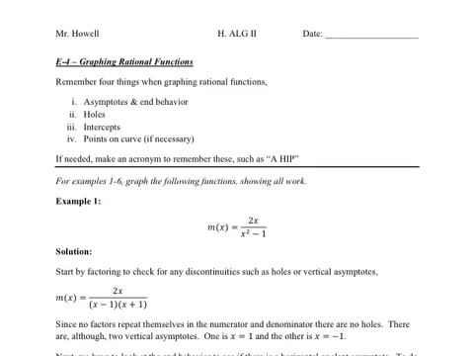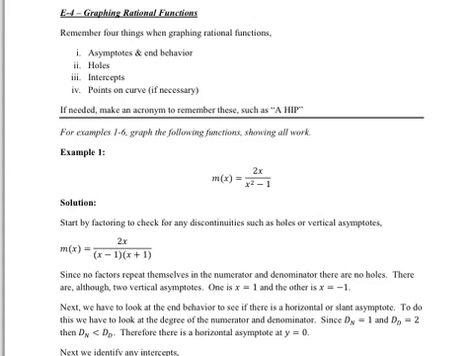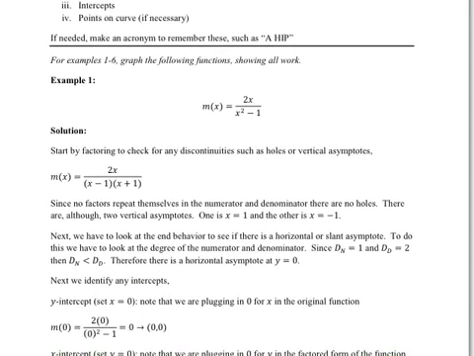So let's take a look at examples 1 through 6, and our goal is to graph the following functions. The first function here is m of x equals 2x over the quantity x squared minus 1. We'll start by factoring to check for any discontinuities such as holes or vertical asymptotes, and we get those as a result of our denominator always. So we can see right away that the denominator factors into x plus 1, x minus 1.